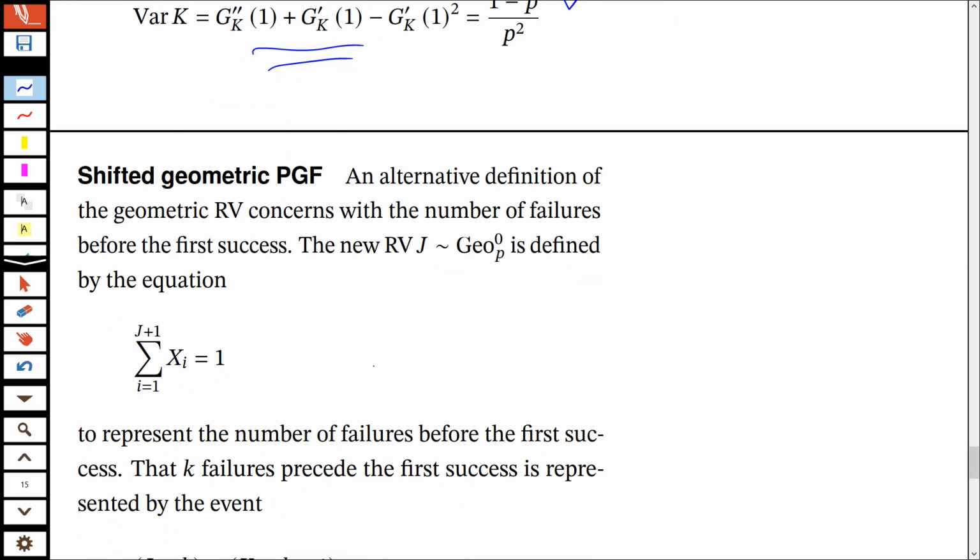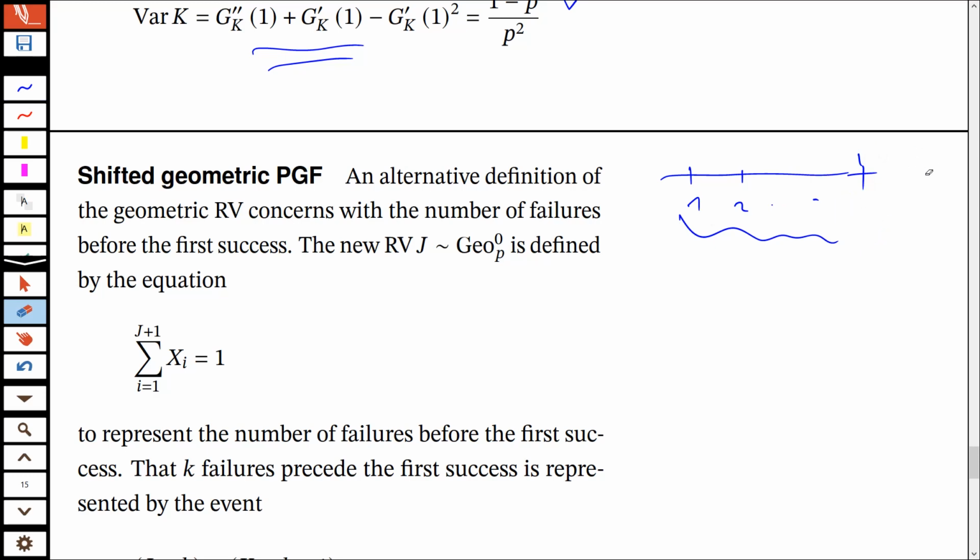Alternative to asking the question of number of trials: when you ask the number of trials, first trial, second trial, and let's say you saw your first success on trial number K. Imagine this is your first success. You count this also in your number of trials because you are counting trials, you're not counting failures. But you can also ask another question.